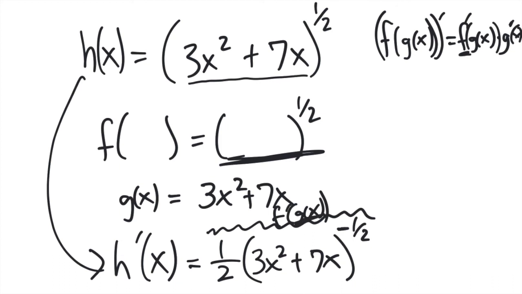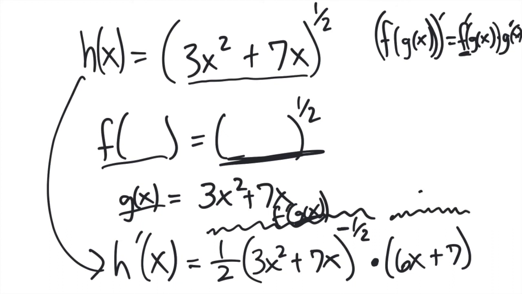Okay, now we also need to multiply by g prime of x. So g prime of x is the derivative of whatever was the inside function, and this is why I think it can be helpful to write out f and g at the beginning. The derivative of the inside function is a power rule, and hopefully you've been practicing your power rule enough that you're comfortable with this, but this is 6x plus 7. Okay, so we have f prime of g of x, and then this last part on the end right here is g prime of x.